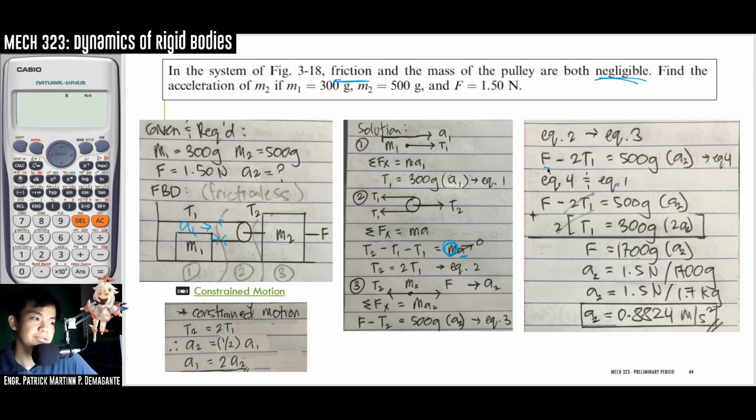Meron tayo nito. Meron tayong, wala tayo nito. And equation 1 and equation 4. Dito. Substitute natin. Then, makukuha natin yung 2A natin. Pero paano?